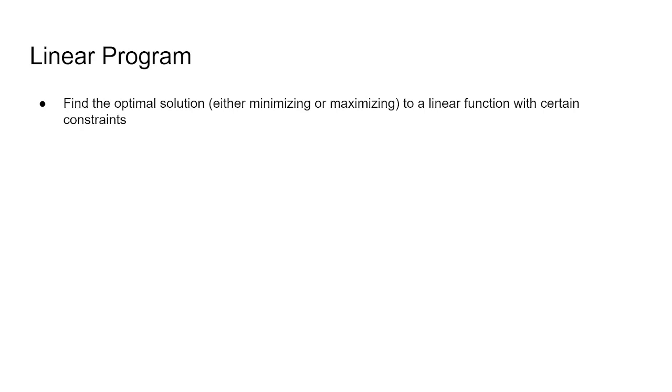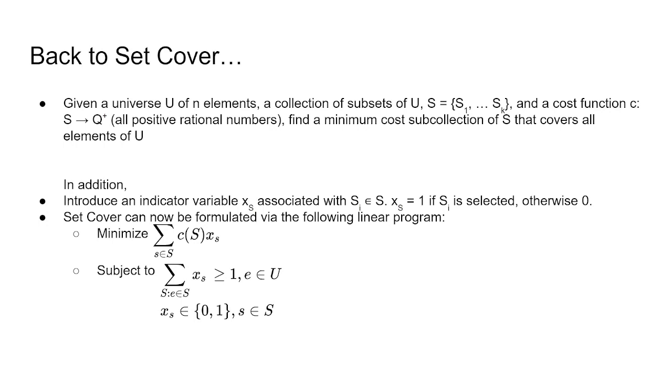The last topic I'm going to talk about is randomized rounding. But before we talk about that, it is beneficial to introduce some of the core concepts. A linear program is basically finding the optimal solution, either minimizing or maximizing a linear function with certain constraints. If we look back to the problem of set cover, the first bullet point is basically the formal definition we just talked about. But in addition, because we are doing a linear program, here is the constraint in the last bullet point.